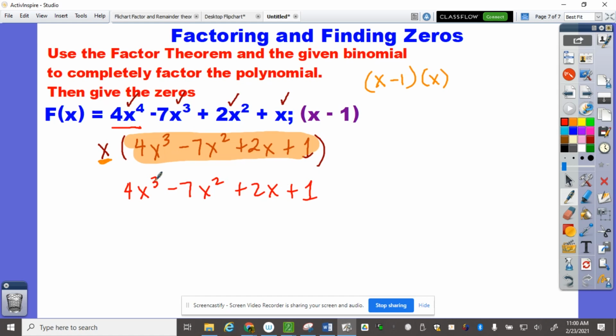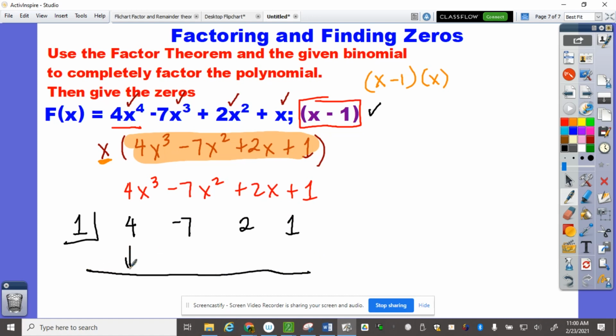So how do we find 3 factors, or 3 zeros, I mean? We have to find the 3 zeros here. So how do we do it? We're going to use synthetic division based on the given binomial here, x minus 1, okay? So I'm going to use synthetic division here. The in-house number here will be positive 1 because of the x minus 1. This will give me a 4, a negative 7, a 2, and a 1, right? So I'm going to drop the 4.